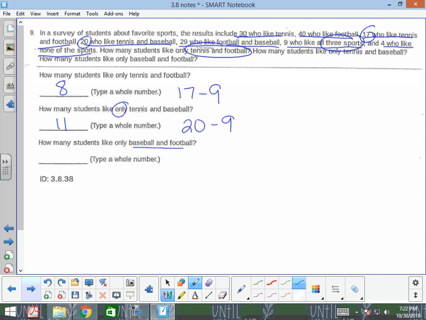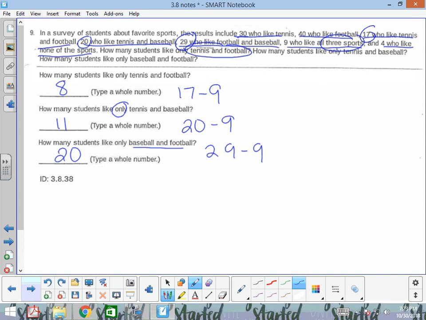Baseball and football. I don't see it. Baseball and football is right here, 29. So 29 minus 9, again, all 3 sports is 20. So 20 only like baseball and football.